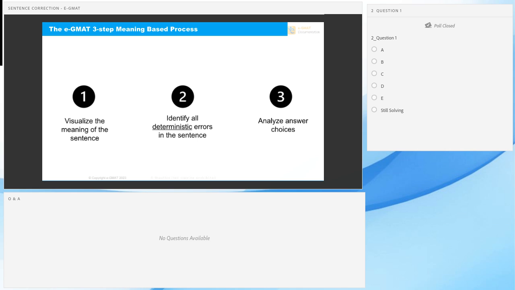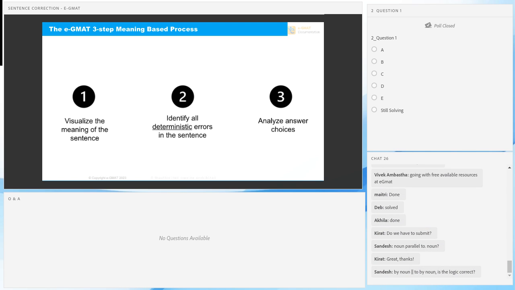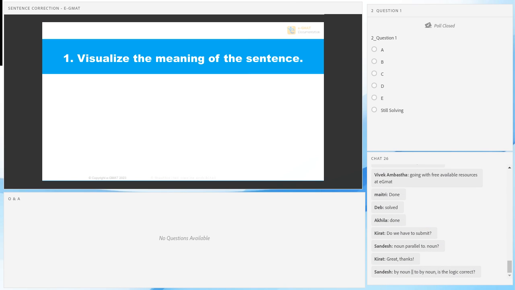Step number three, based on the output of steps one and two, you then analyze your answer choices. That's when you do steps one and two on the original sentence, which is where more than 50% of your time comes about. And then you take the output of that to analyze the remaining four choices. So this is the crux of the e-GMAT meaning based approach. Now we'll go into the details of each and every step.